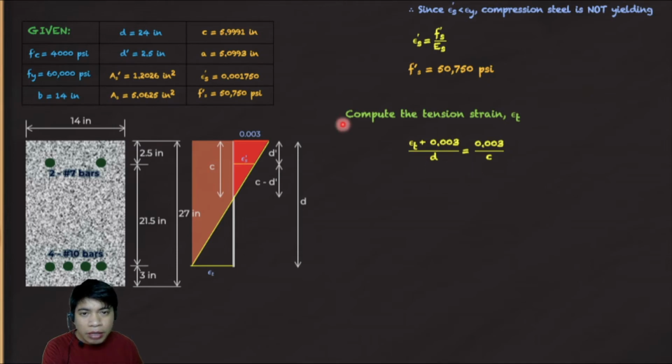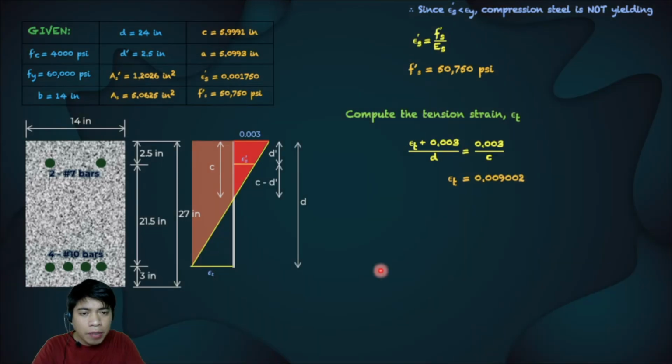Okay? So ito yung ating gagamitin guys na C, kasi ito yung tamang value, yung C na 5.9991 inches at saka yung A na 5.00993 inches. Okay? So yung D of course is given na, so bali makukuha natin dito si tension strain which is 0.009002.